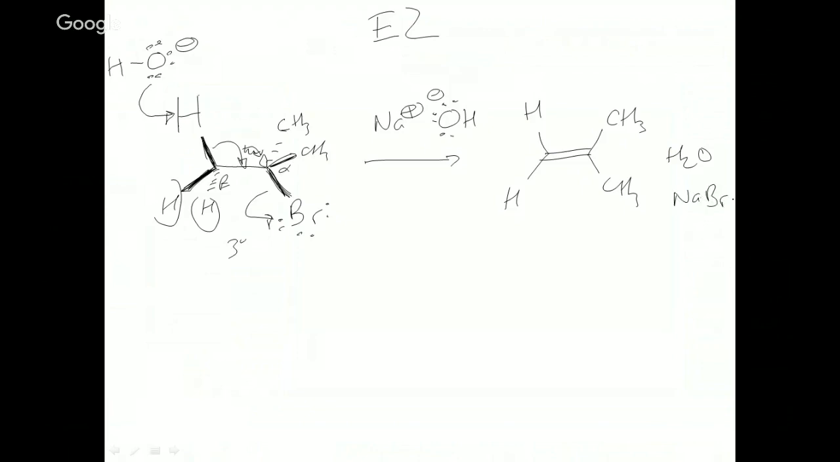Bond breaking, C-H and C-Br, is simultaneous with bond forming, the carbon-carbon double bond. Concerted, no intermediate. Transition state, no intermediate. They're different. So no carbocation.